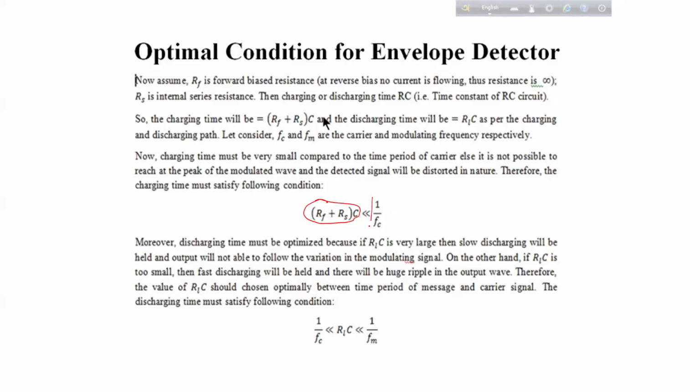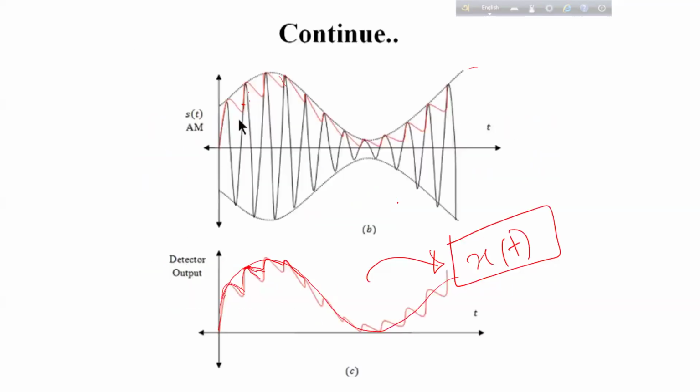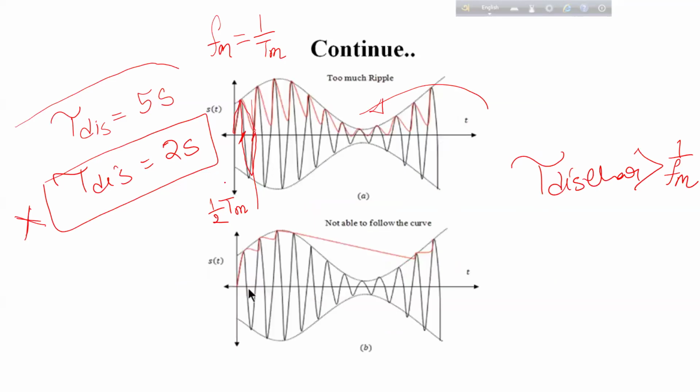very much greater than 1 by Fc. So sorry, I have denoted this modulated wave, this time period is actually the time period of the carrier signal, right? This frequency actually is the frequency of the carrier signal. So we need to write this Tc, and this frequency is the carrier frequency Fc. So this tau discharging should be very much greater than 1 over Fc.